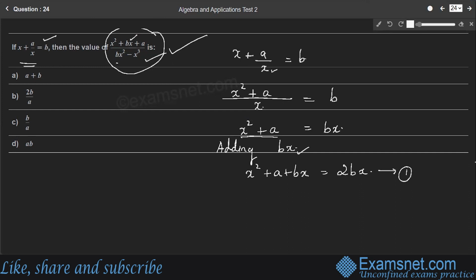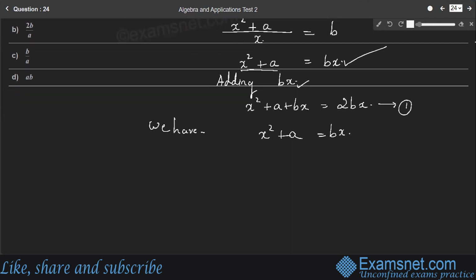Now we have bx square minus x cube in the denominator. So from this relation, again from the given equation, we have x square plus a is equal to bx. We have just rearranged the equation. Therefore, a is equal to bx minus x square, right?